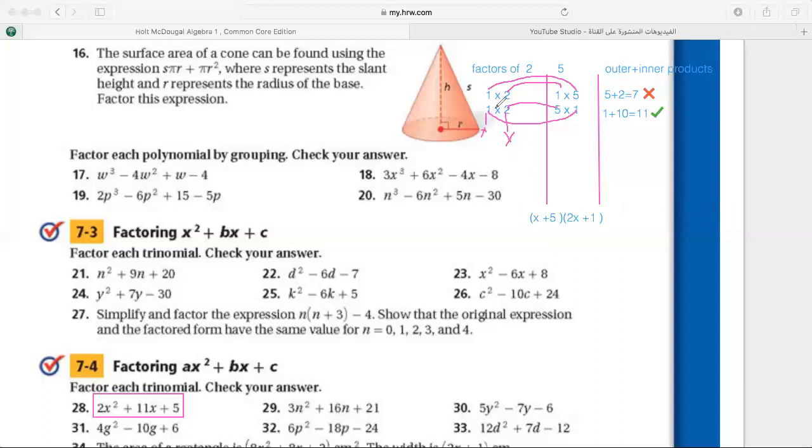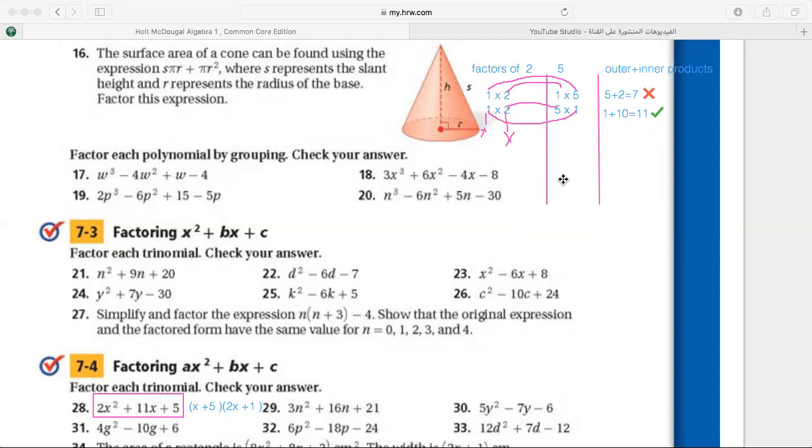Okay? So when I open the brackets, I will write 1x, and the other bracket, I will write 2x. What about the 5 and the 1? I will write them in the same order. 5, I will write it in the first bracket, and 1, I will write it in the second bracket. So now when I factored this problem, I got this answer: x plus 5 and 2x plus 1.